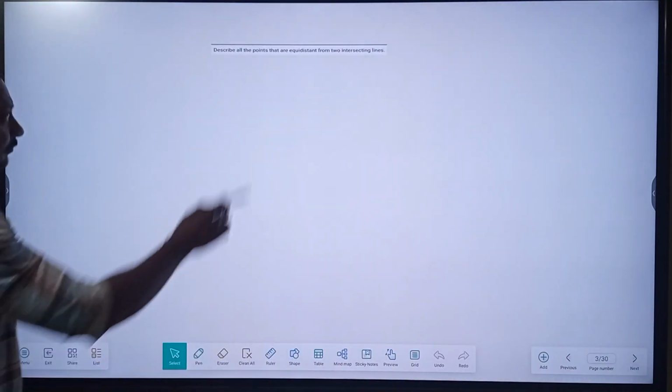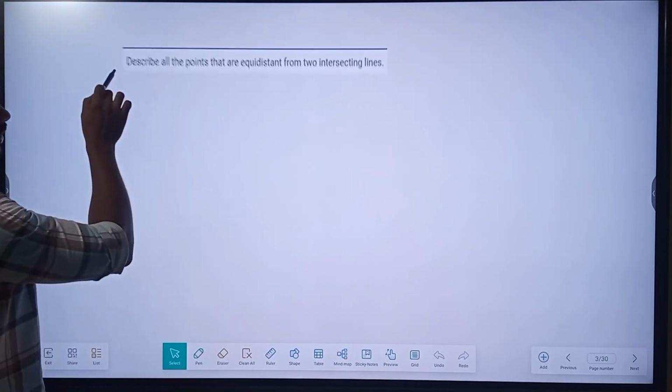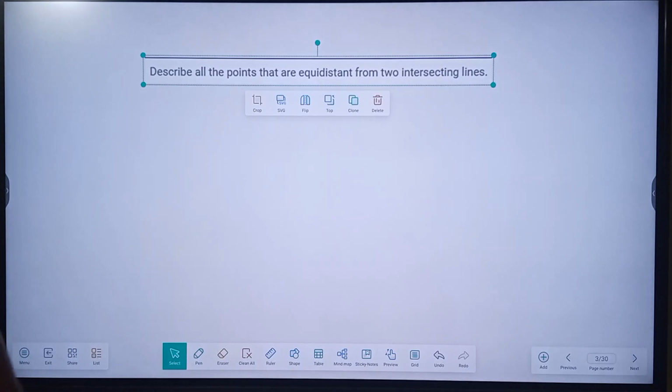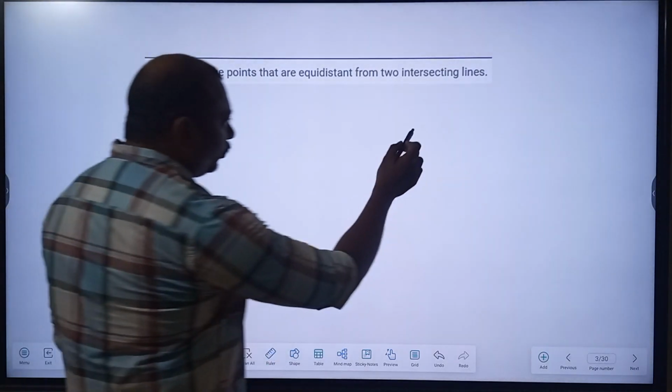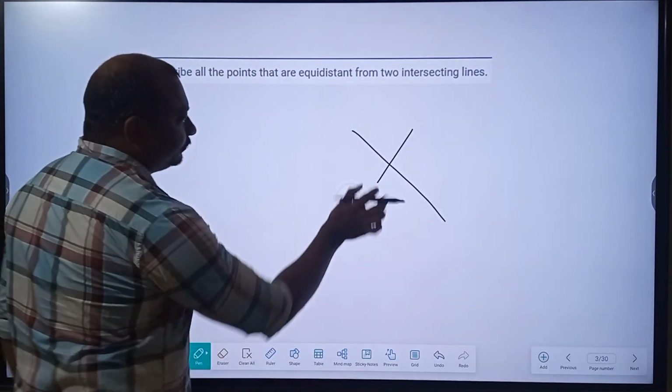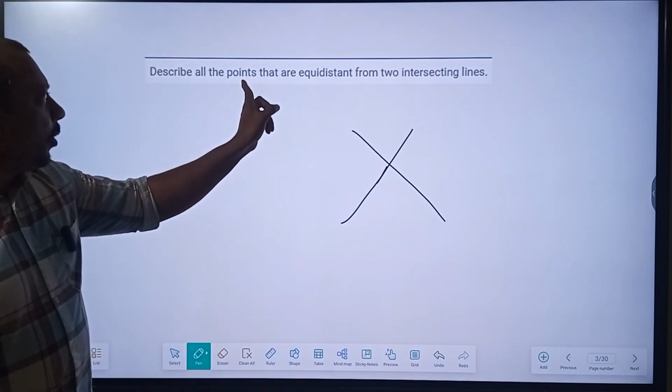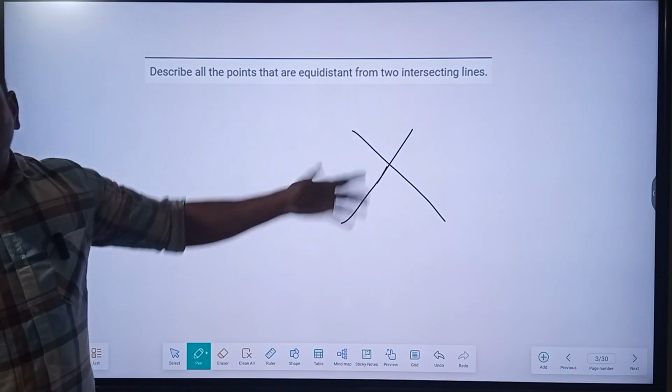Now describe all the points that are equidistant from two intersecting lines, right? Two intersecting lines. Or they are asking the points, those that are equidistant from these two intersecting lines.